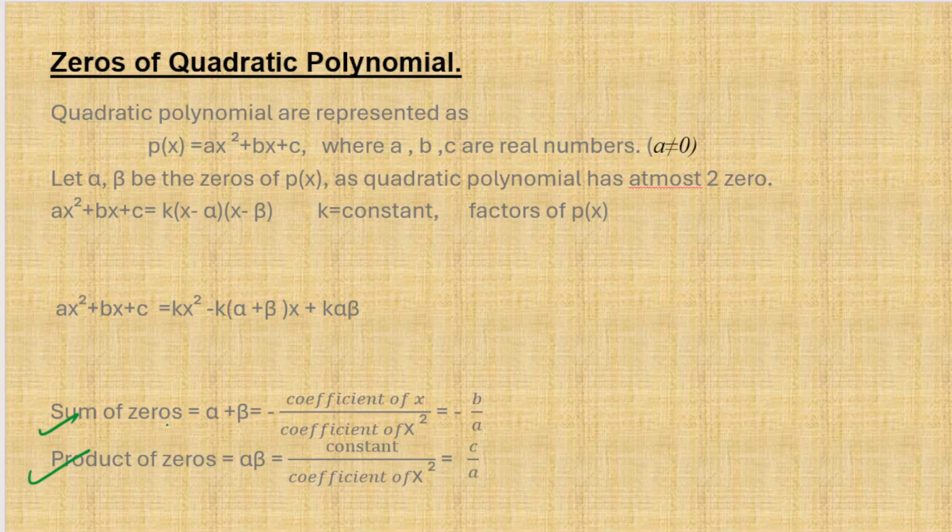So the sum of the zeros, alpha plus beta, equals minus b by a. What is minus b by a? It is the coefficient of x divided by the coefficient of x square. And what is the product of the zeros, alpha and beta? It equals the constant divided by the coefficient of x square.